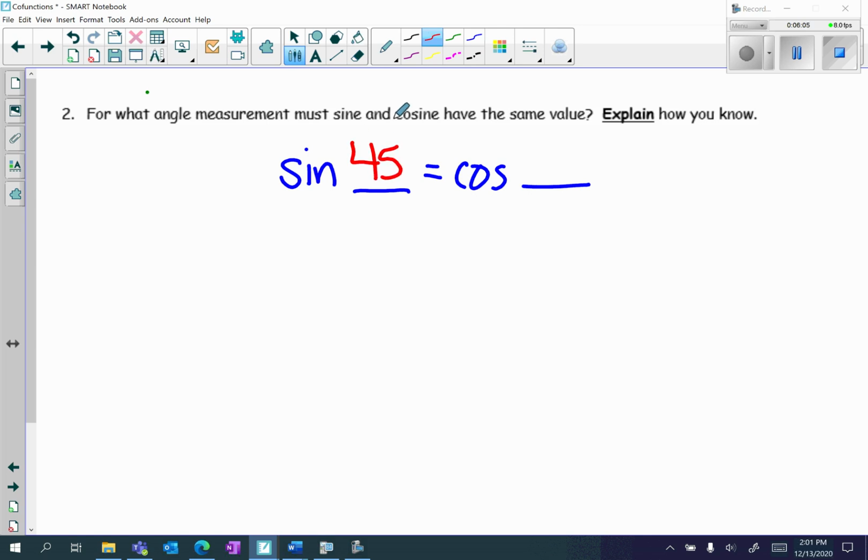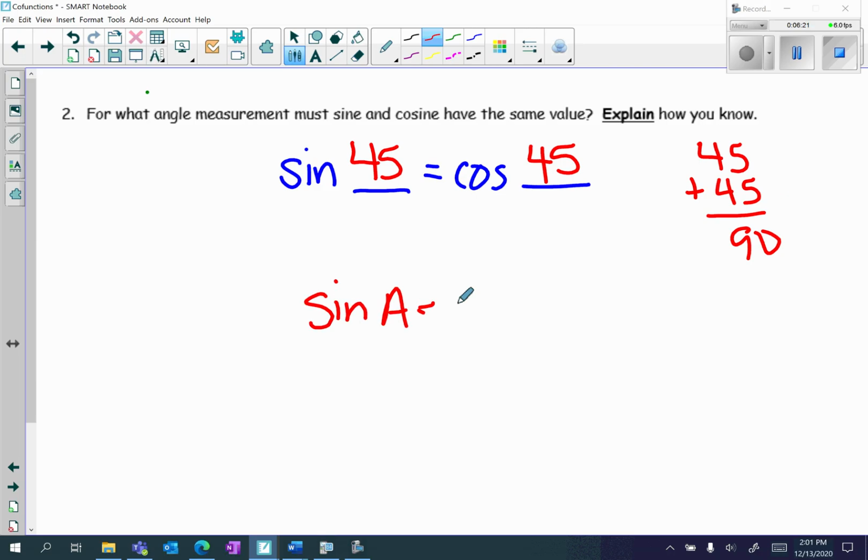Hopefully, you were able to determine that sine of 45 is equal to cosine of 45. 45 plus 45 is equal to 90. So the sine of an angle is equal to the cosine of its complement. Sine of A is equal to cosine of B, where A plus B is equal to 90 degrees.